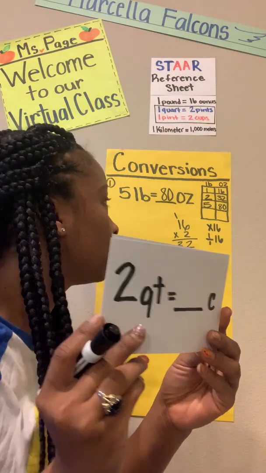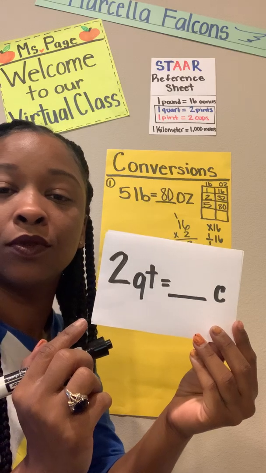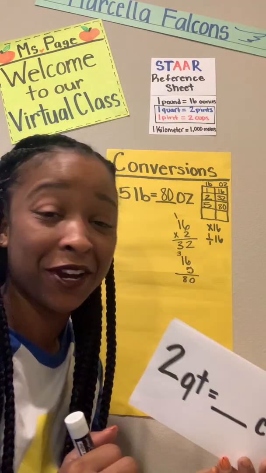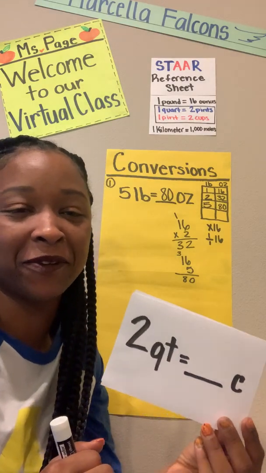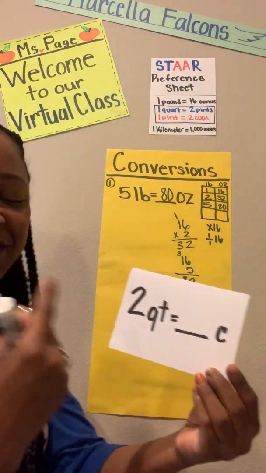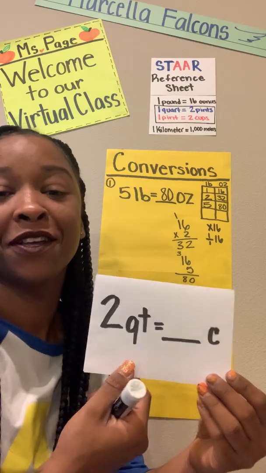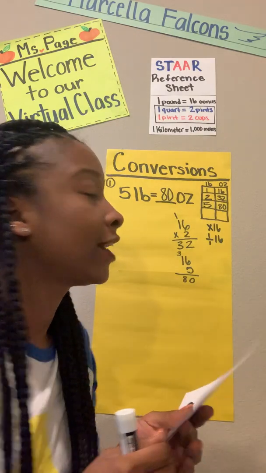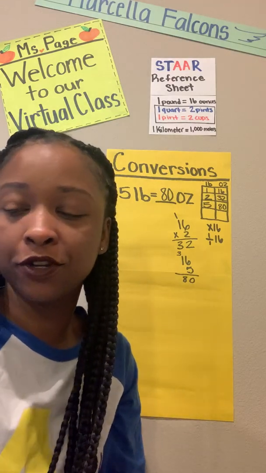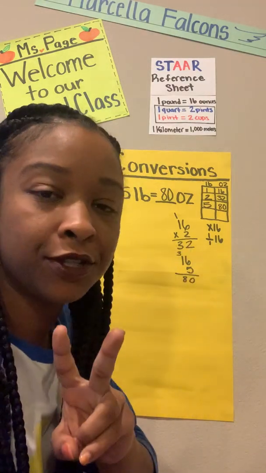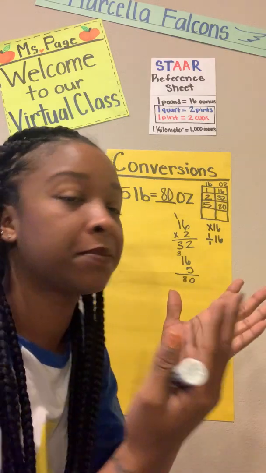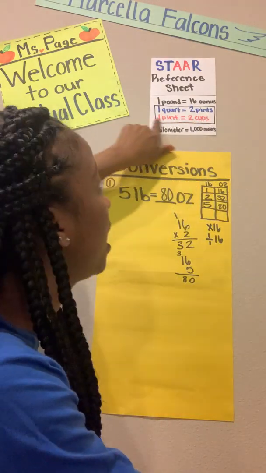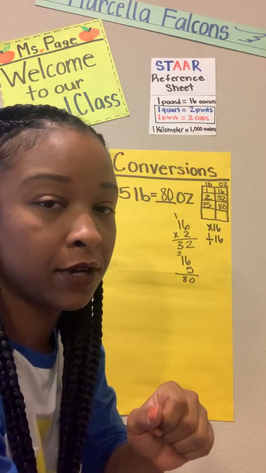Next, we're moving to quarts and cups. I'm sorry, you guys, I do not want to stop this video and rewind. So we have 2 quarts equals how many cups? And I know when you look on your star reference sheet, you're going to see 2 things. You're not going to see quarts and cups together. You're going to see 1 quart equals 2 pints, and 1 pint equals 2 cups.